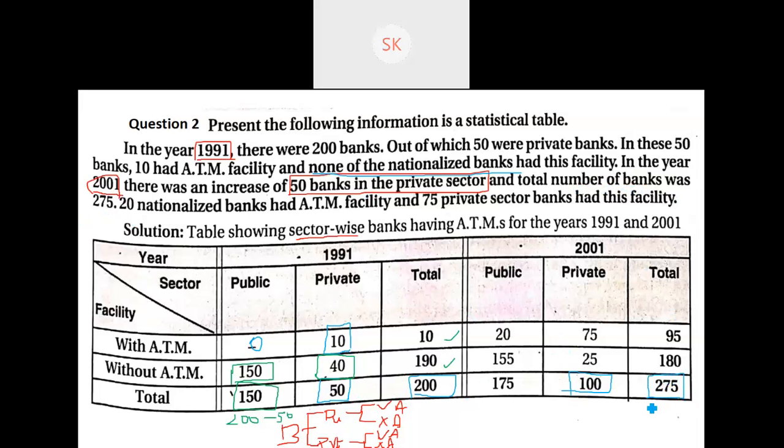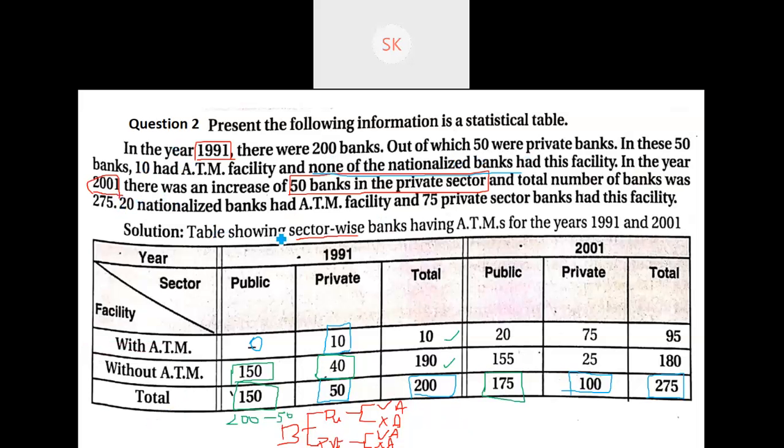So these two pieces of information are given to us. Now once I get these two totals, I can calculate the total of public banks or nationalized banks. That is 275 minus 100, which gives me 175. So I calculated this. Anything which I've put in the green box is what we calculated, and the ones in the blue box are what is given in the question.